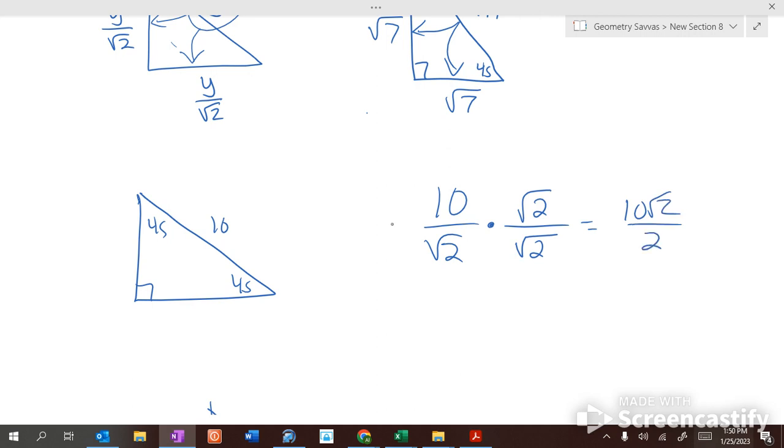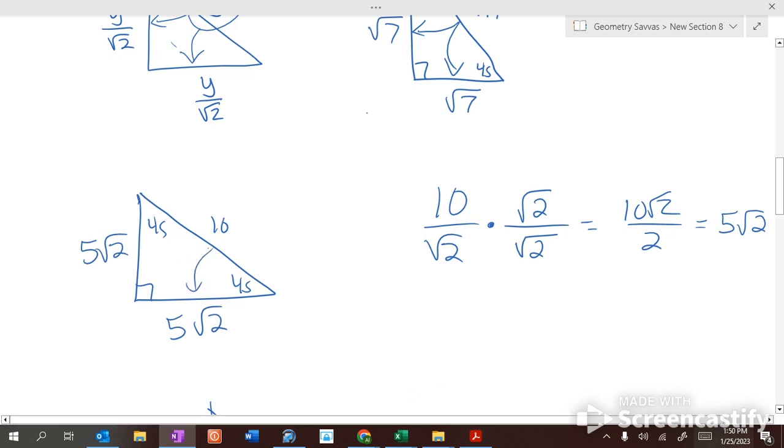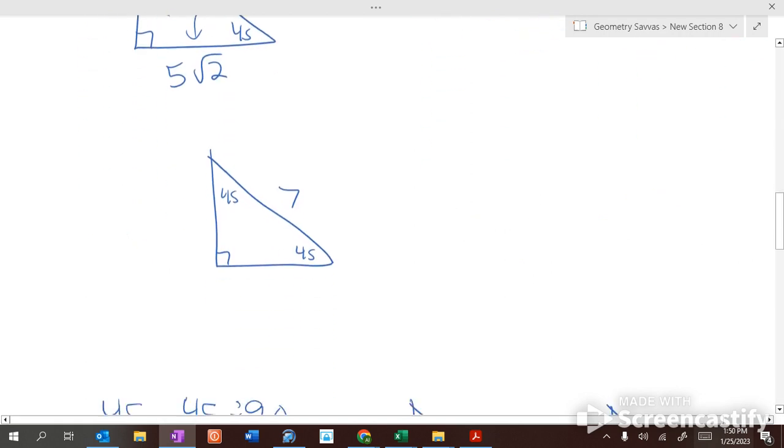And then 10 over 2 is what? What's 10 divided by 2? 5. So it's 5 square root of 2. So this side's 5 square root of 2, and this side's 5 square root of 2. Okay? So when you go from the hypotenuse to the side, you divide. All right.